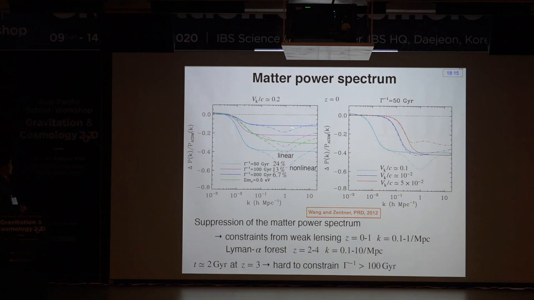So you have these three lines here for the same kick velocity, and the difference comes from the difference in the lifetime, the shorter one and the longer. If you take a longer lifetime, then the suppression of the linear matter power spectrum gets milder and milder. So unless we fully analyze, say, weak lensing data or the Lyman alpha forest data, we cannot say which parameter space is excluded. And this analysis has not been done yet, unfortunately, but this is also an interesting thing we have to explore in the near future.